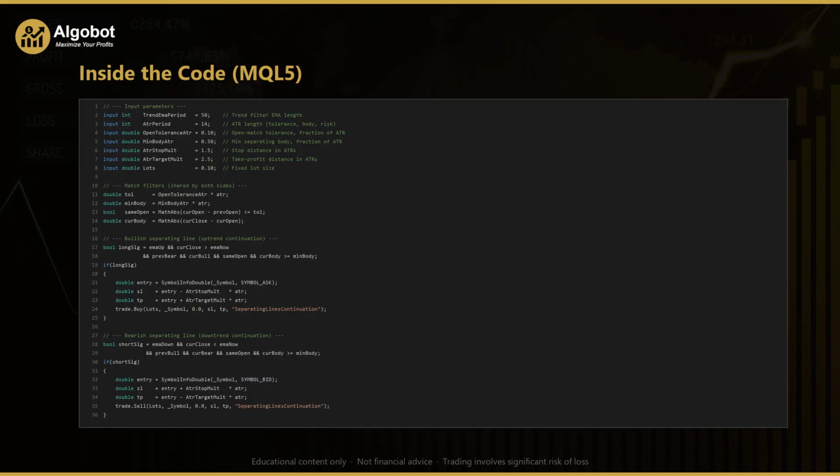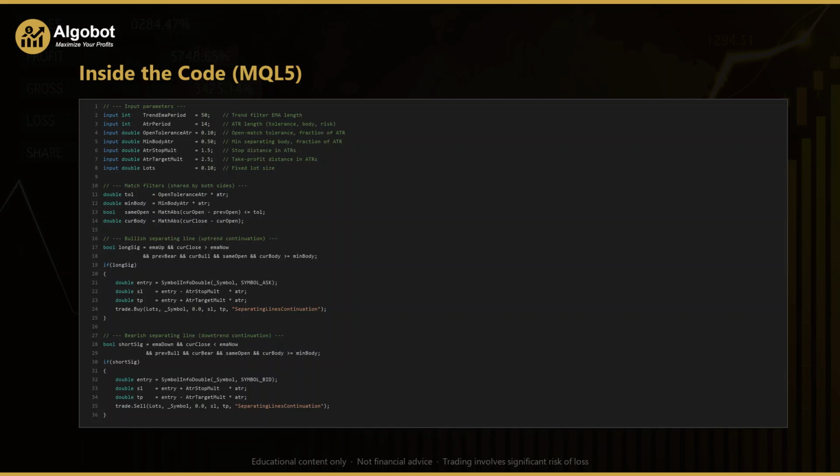Below the shared filters, the tolerance, the minimum body, the open match test, and the current body size, we have the two signal blocks. The long block, long sig, is true when the moving average is rising, the close is above it, the prior candle was bearish, the current candle is bullish, the two opens match within tolerance, and the body clears the minimum. When that's true, the code reads the ask price, sets the stop a stop multiple of average true range below entry, sets the take profit a target multiple above, and calls trade.buy.